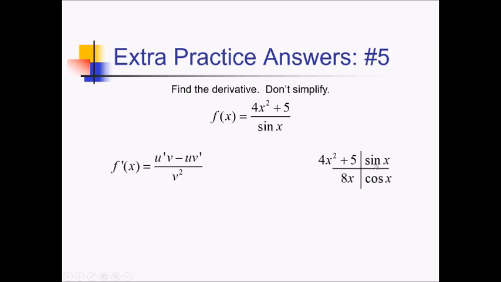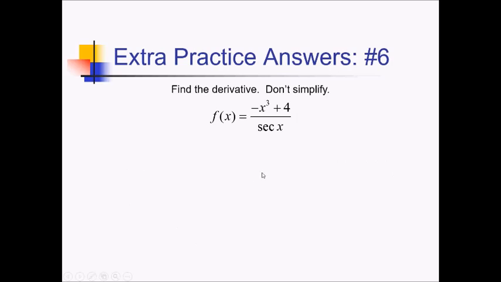Using the ribbon to put it together, we've got 8x sine of x, that's the u prime v part, minus parentheses 4x squared plus 5 times cosine of x, that's the uv prime. All of that over v squared, so over sine squared of x.